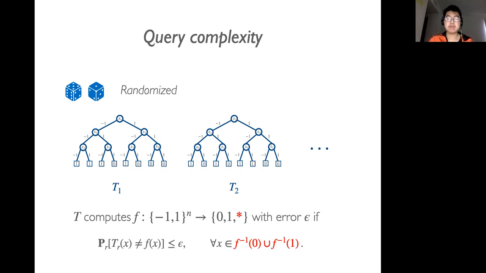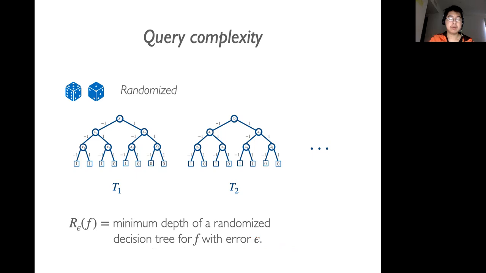Sometimes the function is not defined on the entire Boolean cube. Then the correctness criterion only applies to the inputs with defined outputs, and we call such a function a partial function. On the other hand, functions defined on the entire Boolean cube we call total functions. The randomized query complexity of f with respect to the error parameter epsilon is the minimum depth of a randomized decision tree for f with error epsilon.